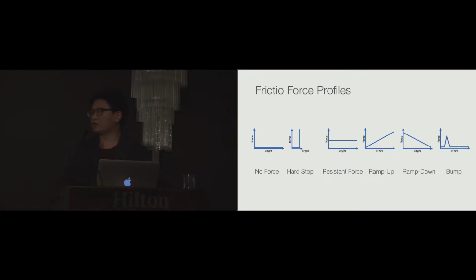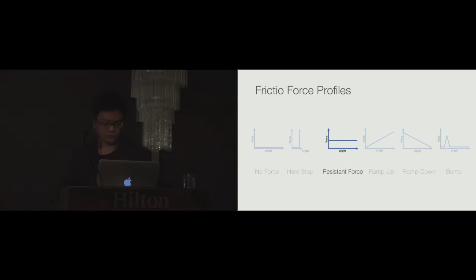To explore the capabilities of Frictio, we designed 6 different force profiles. These force profiles were rendered over the rotational angle, time, or both. With no force, the outer race is free to rotate without any resistant force. The hard stop will prevent the user from rotating the ring, so it can be triggered after the user rotates certain degrees.